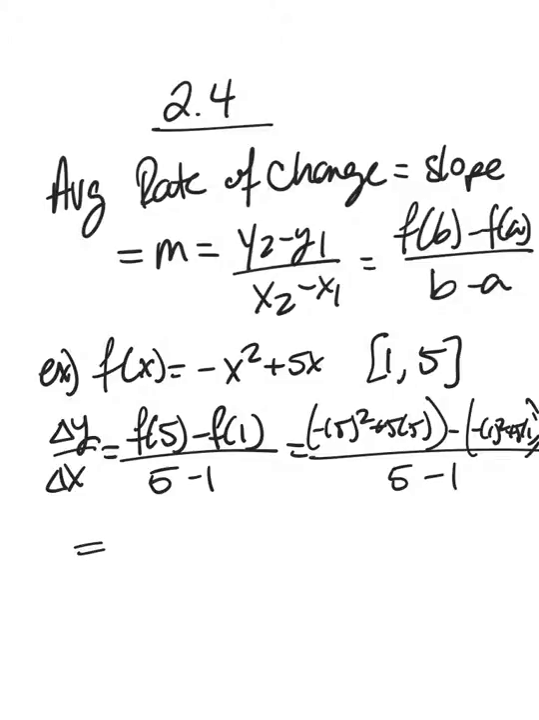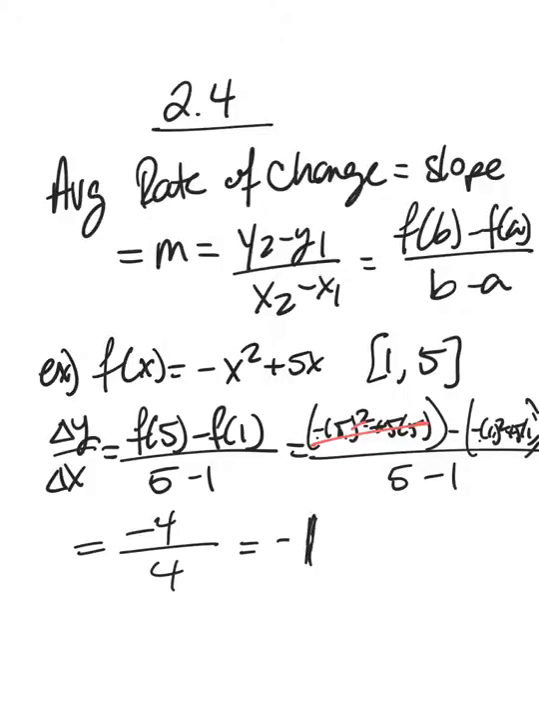Right? Well, 5 squared is 25. It becomes negative 25. Negative 25 plus 25. These two cancel out. So what we have left here is 1 squared becomes negative 1 plus 5 times 1 is 5. Two negatives here then make a positive. Right, so wait, this is, sorry. 1 squared becomes negative 1 plus 5, that's 4, and there's a negative out there, so it becomes negative 4 over 5 minus 1 is 4, so your slope is negative 1. And there we go. So that's good old average rate of change.